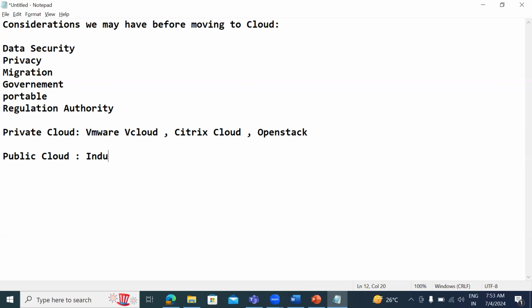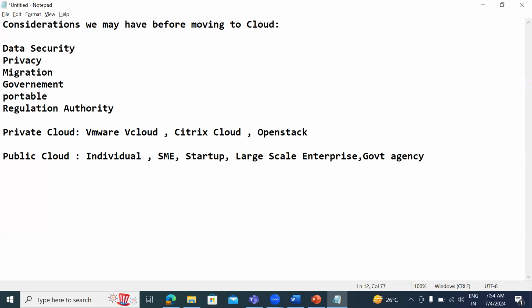An individual, or a small or medium enterprise, or maybe a startup, or a large-scale enterprise, or maybe a government agency, anyone can use that public cloud, and based on the usage they need to pay the money. If they use more, they will pay more money. If they don't use it, they need not pay any money. So these are the kinds of advantages we have with the public cloud.